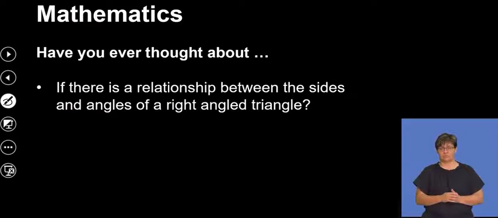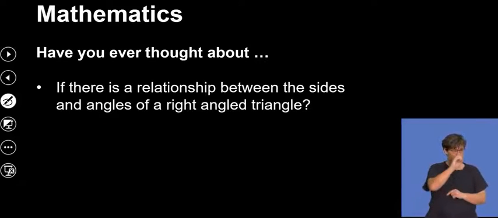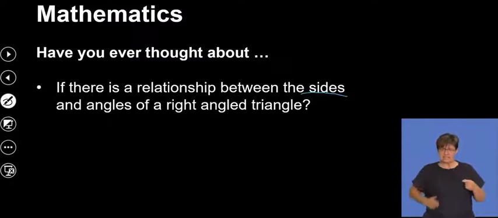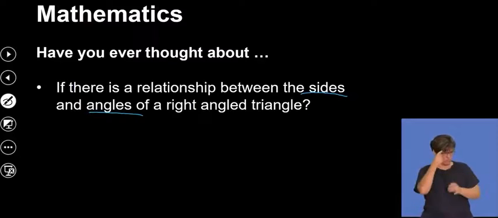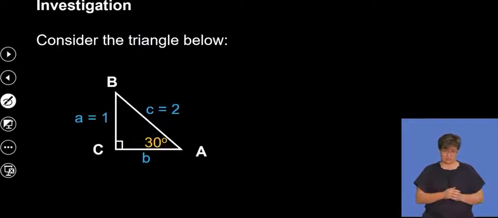Also, have you now thought about whether there is a relationship between the sides and the angles of a right-angled triangle? Firstly, we looked at the relationship between sides, which we said was the theorem of Pythagoras. But now, is there a relationship between those sides and the angles of a right-angled triangle? What do you think about that? I just need you to be thinking about that as we are busy with what we're going to do, because that's the big idea that we are trying to answer with this investigation.